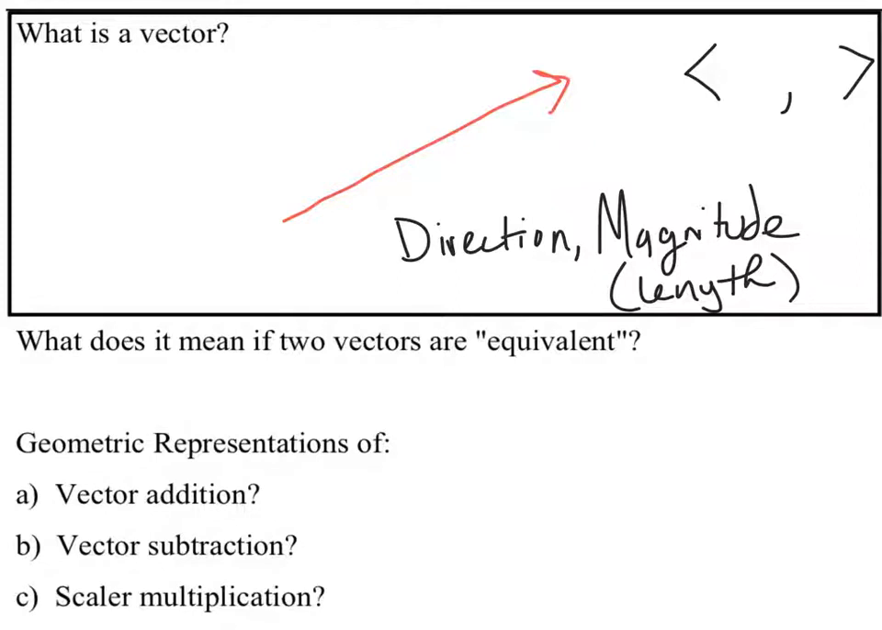Now, a couple of just naming things. Where the vector starts is called its tail, okay? And where it ends, or where you put the arrow, is called the head. Now, what does it mean if 2 vectors are equivalent to each other? Equivalent vectors means they could start at different spots, but they have to have the same direction and the same magnitude.